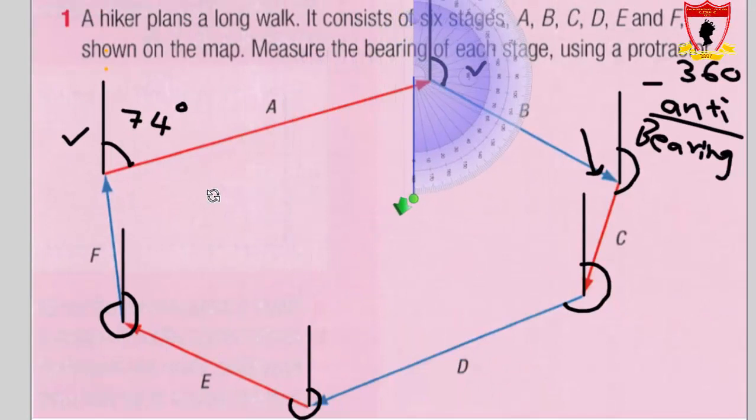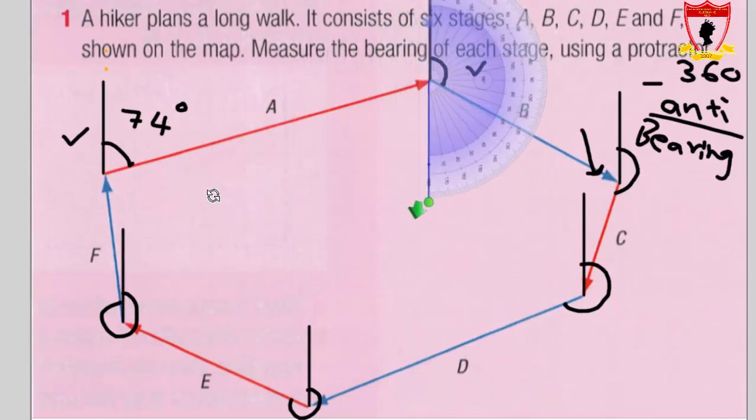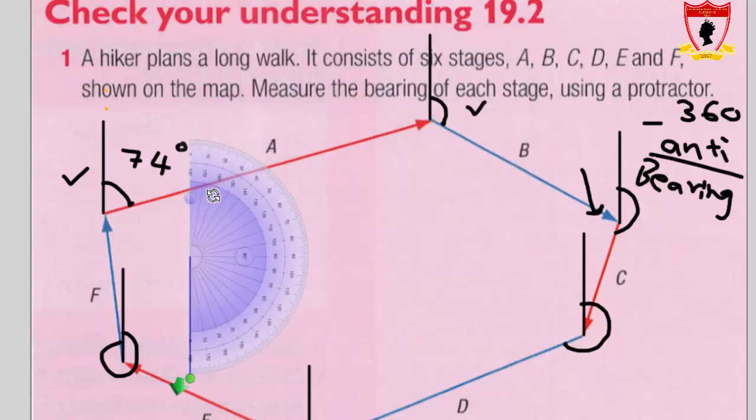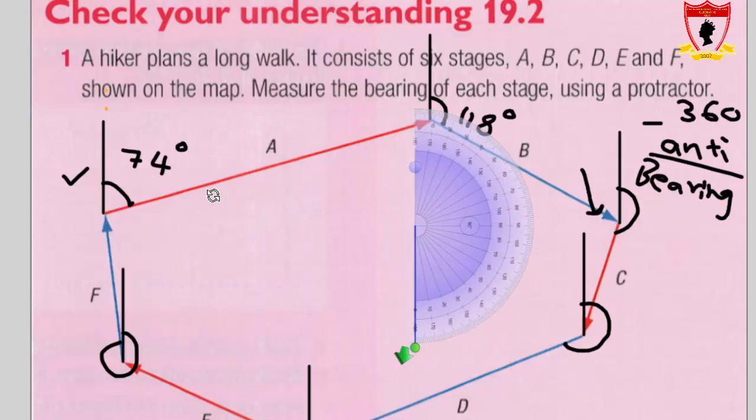The bearing of stage B, look, the center of the protractor is on the center and this side is straight with the north. Look, this 0 is straight with the north of the angle. Now I'm looking to the other side. Here is 120, 2 steps less than 120. So this one is 118, this bearing, 118 degrees.